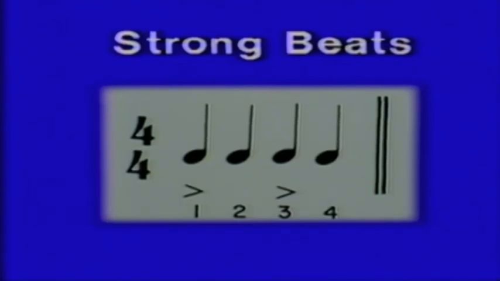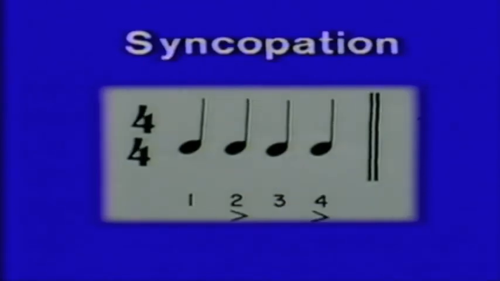Sometimes the strong beats aren't always on 1 and 3. Sometimes the piece is written so that beats 2 and 4 are strong. 1, 2, 3, 4. This is accent of a weak beat, or syncopation. This gives us a definite rhythmic challenge.